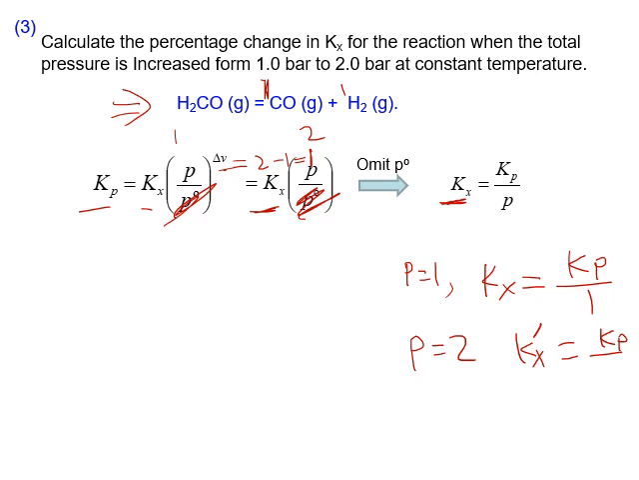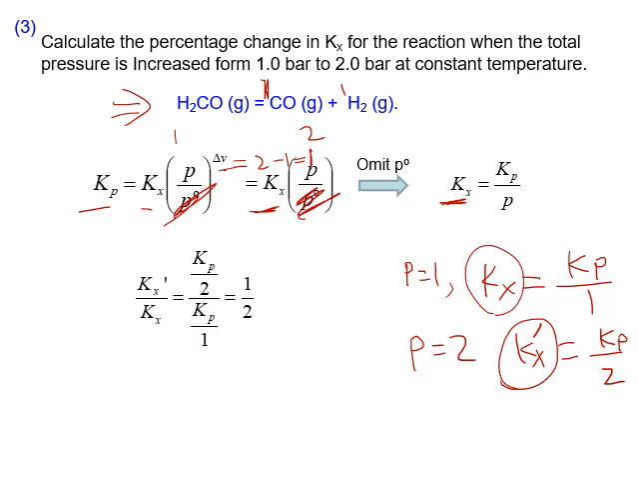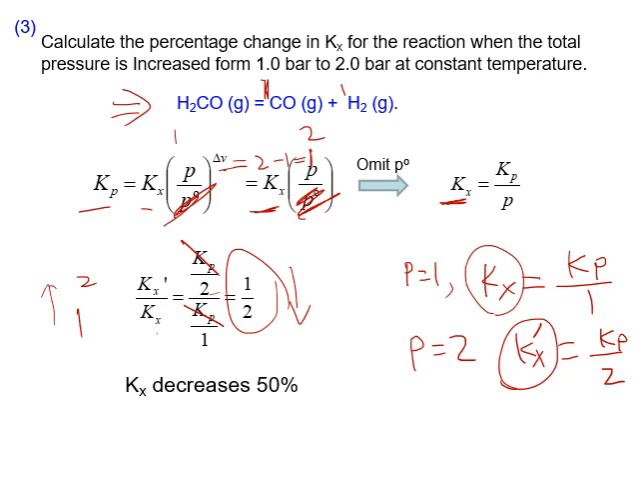And so the pressure now becomes 2. We want to calculate the ratio of these two, so here is the ratio: Kx prime divided by Kx. This is when pressure is 2, and this is when pressure is 1, and plugging in Kp, which is the same, they cancel each other. You get 1 divided by 2. That means when pressure increases twice, the equilibrium constant in terms of mole fraction decreases by half. So Kx decreases 50%.